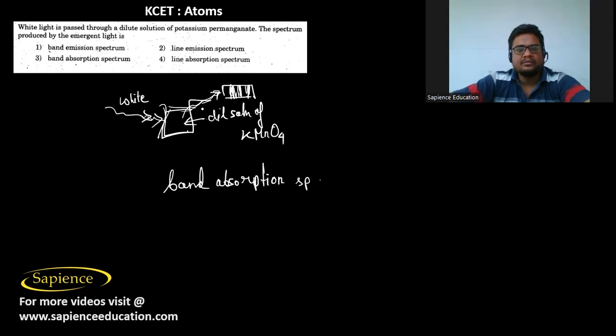And so some wavelengths will be absorbed, and those regions will be dark here, and the remaining wavelengths will be emitted. So it will show a band absorption spectrum.